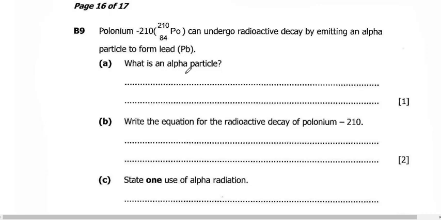The first question is asking, what is an alpha particle? So when you hear of alpha particle, the first word that should come to your head is positive. So alpha particles are positive. Now, how would you put that in words? You'd say alpha particles are positively charged, and they comprise 2 protons and 2 neutrons.